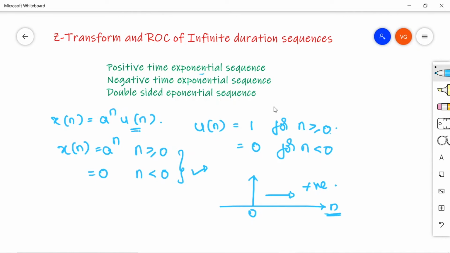Coming to the word exponential, see, a power n, right? This is nothing but the exponent, meaning as the value of n changes, the value of x of n also changes.